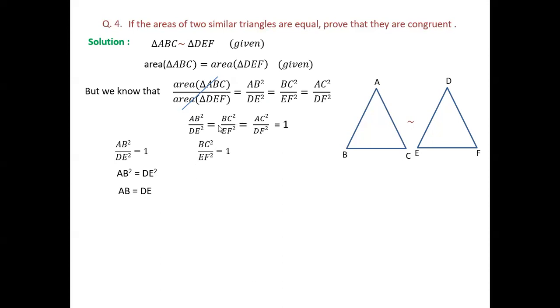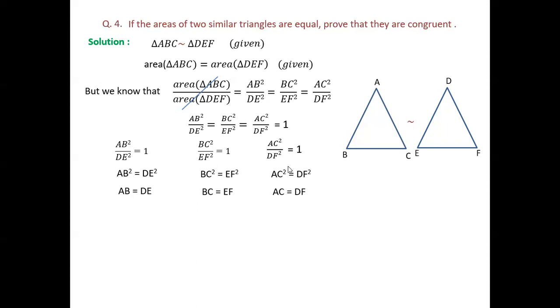Now, let's take the second ratio and say it is equal to. Now here, BC square is equal to EF square. Take square root of both sides. It is BC is equal to EF. Third ratio, AC square upon DF square is equal to 1. That is, AC square is equal to DF square and AC is equal to DF.